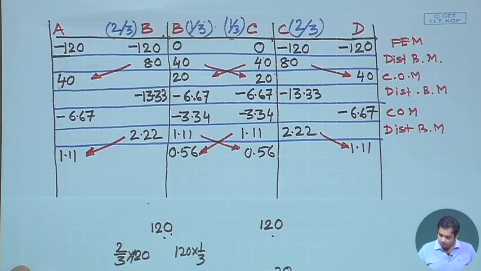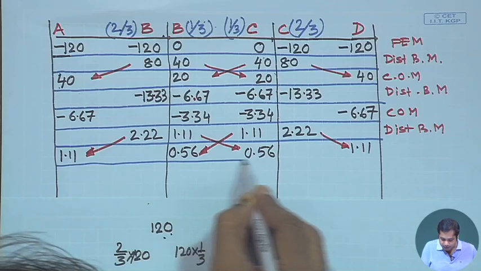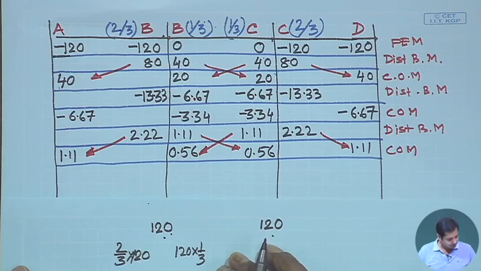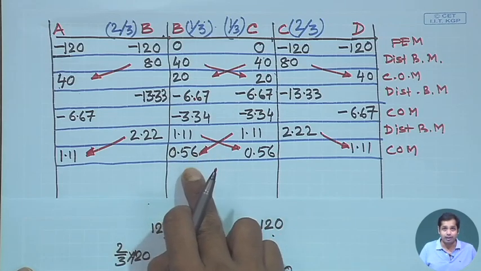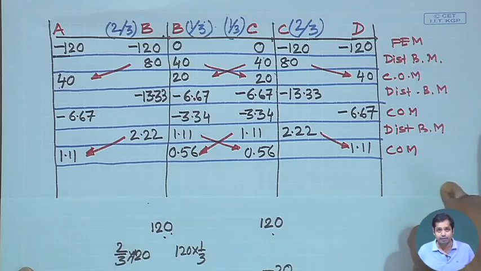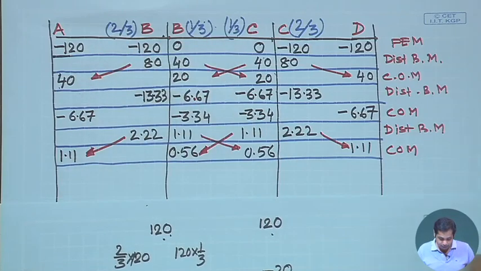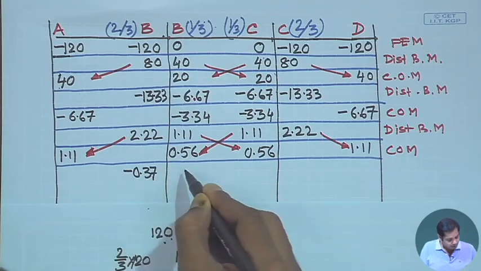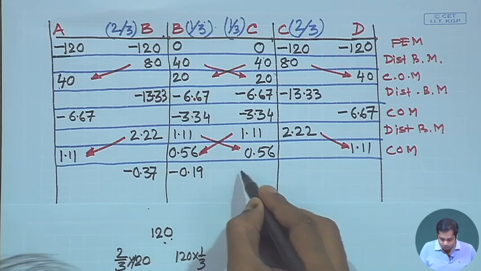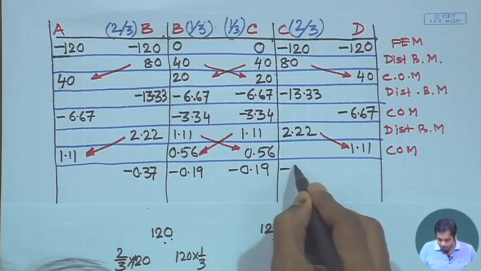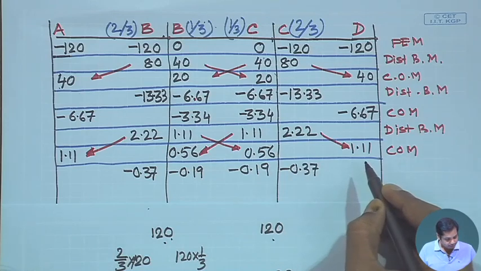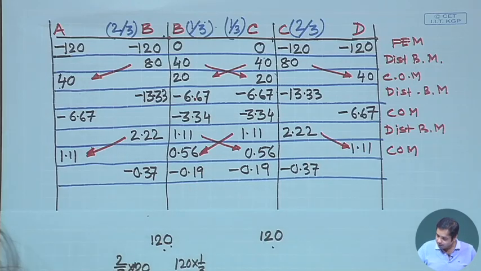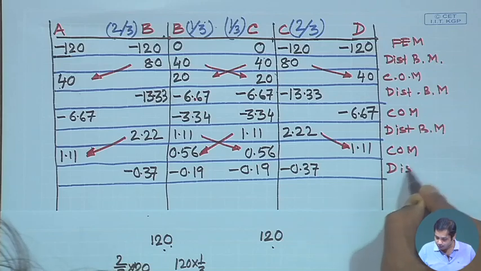Okay. Now, again once we have the carryover moment, check the equilibrium status once again. This is an unbalanced moment of 0.56, we need to apply minus 0.56 here and that will get distributed according to the distribution factor, and those corresponding values will be minus 0.37 and minus 0.19, and this will be minus 0.19 and minus 0.37. And this is the distributed balancing moment.